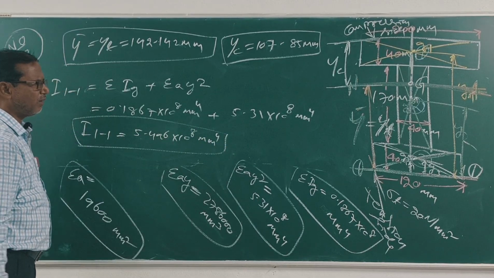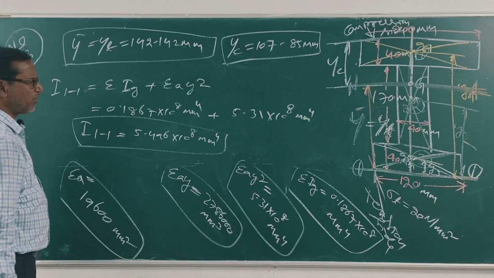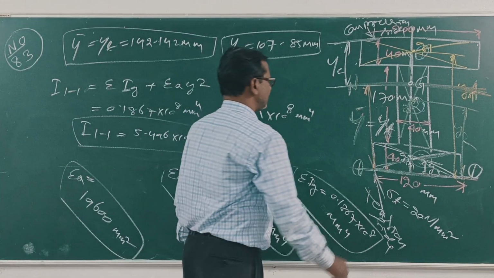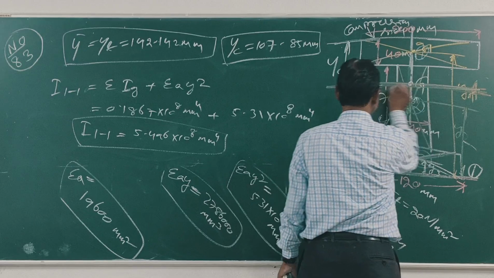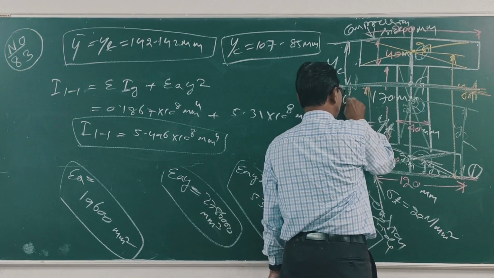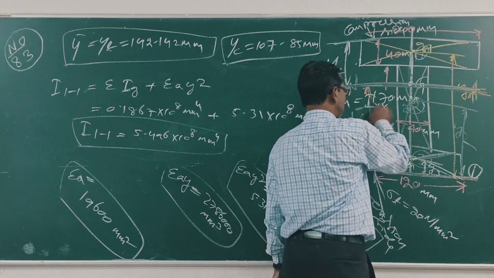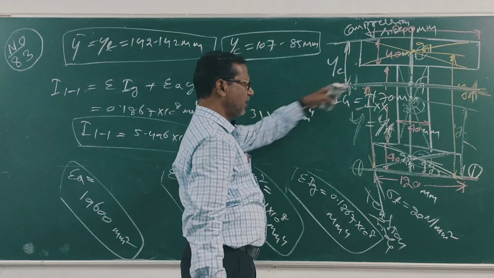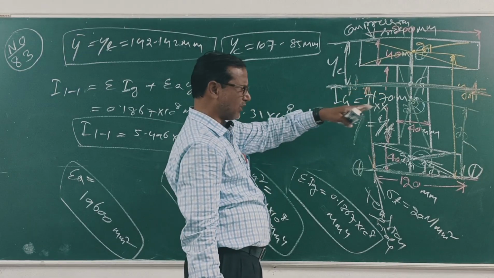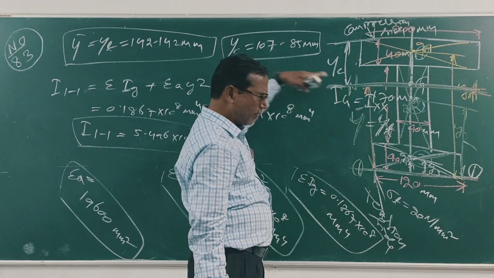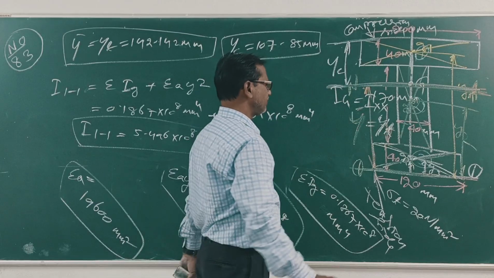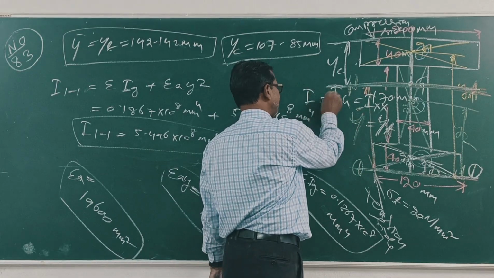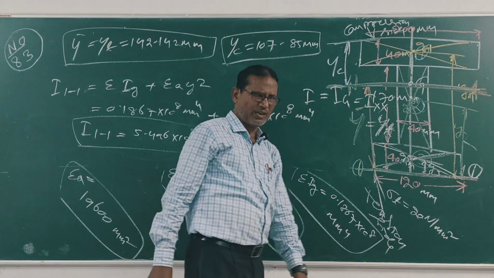But I will find out the moment of inertia about Ig. Ig means Ixx. Clear? Ig means the moment of inertia passing through the centroid. Ig means about the axis parallel to the x-axis, Ixx. This is equal to I. Right?